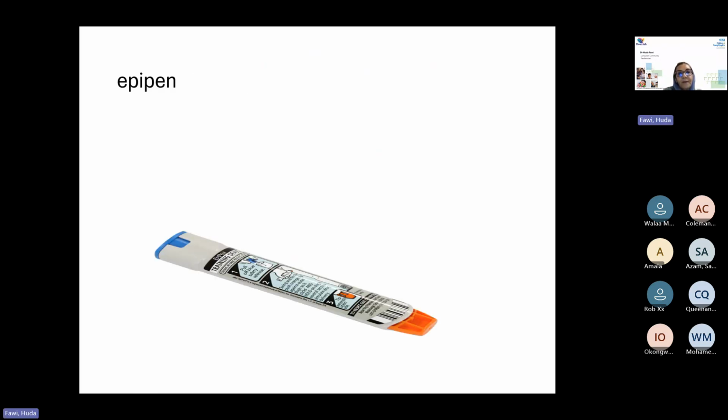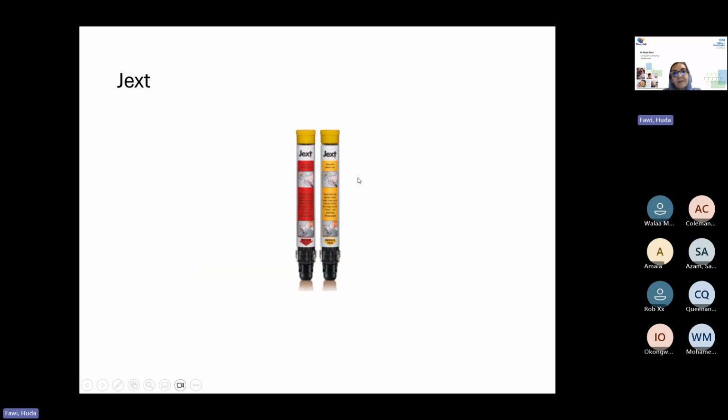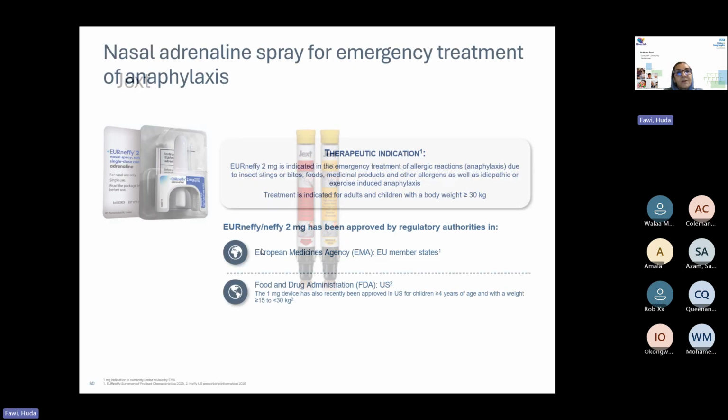So this is an EpiPen. It's got a blue cap here and the orange here. The syringe is shielded. There is a small window here to show you if it's clear, it's in date, and it also tells you about the expiry date. So is it clear, is it turbid? And then the Jext. So there's a junior Jext and there's 0.3 milligram Jext. Right, and this is the Urinephy, which is a new one.